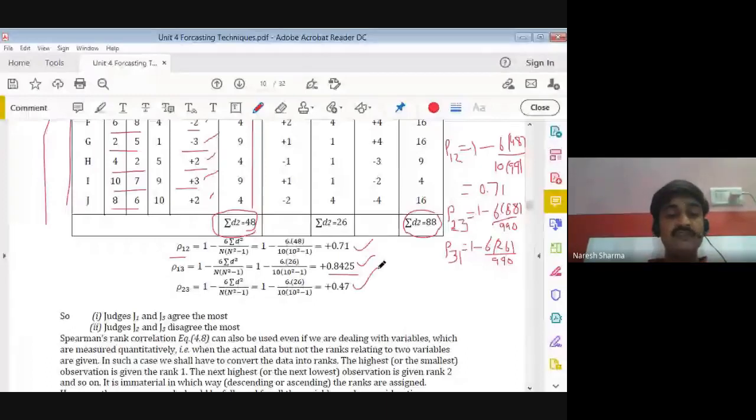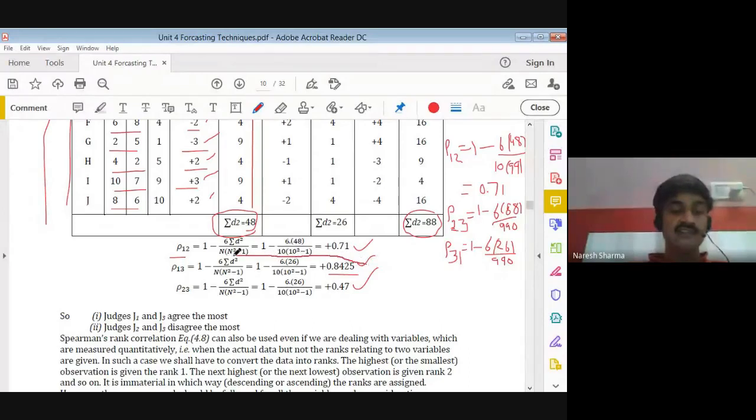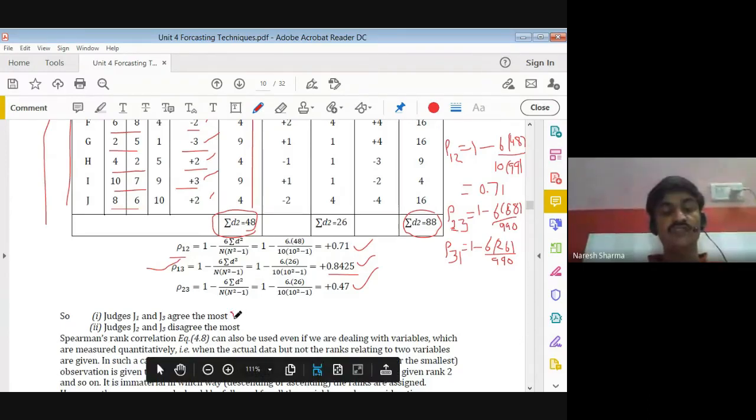So it is clearly visible here the highest rank correlation is this. That means the first and third judge decisions are similar to each other. Right? So we may say your first and third judge agree the most, and because of the least value, the least correlation is there between the second and third judge. So the second and third judge mostly disagree with each other. Right?